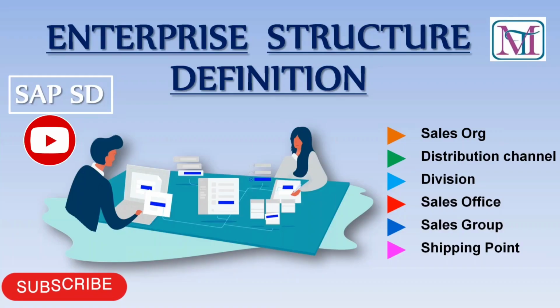Definition steps: we have to define all the organizational units which we have for the SAP SD consultant. So what are the organizational units we have for the SAP SD consultant? First is sales organization, distribution channel, division, sales office, sales group, then shipping point.